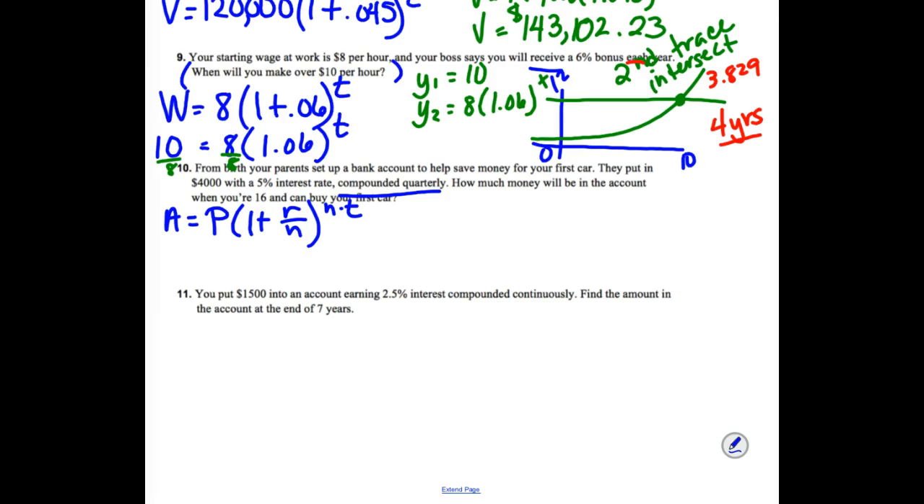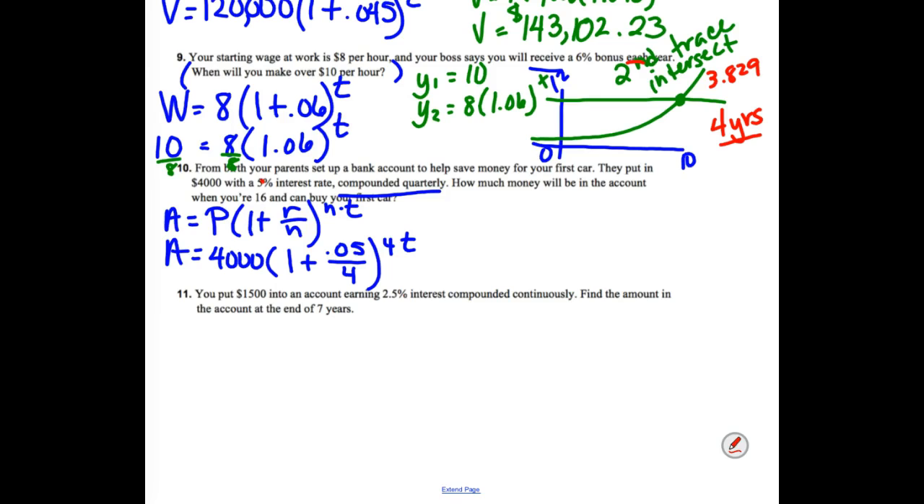All right, plugging in what we know. We start with $4,000. Our interest rate is 5% as a decimal, 0.05. It's being compounded quarterly, which means N is 4. And we're looking for an unknown time. So again, this is my model.